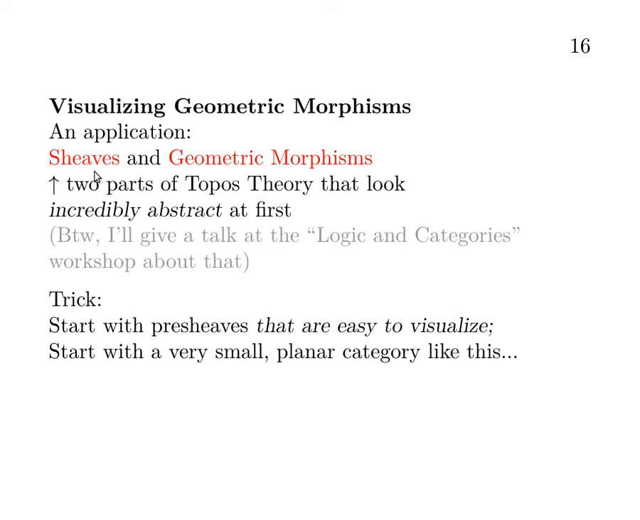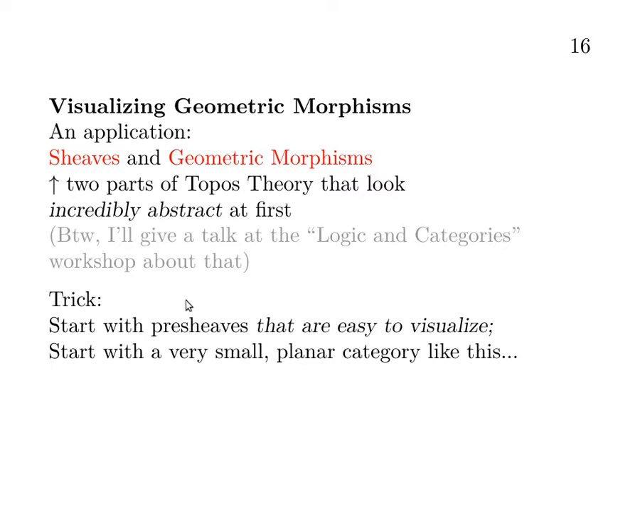Sheaves are somewhat famous. Some people outside mathematics know a bit about sheaves, and they seem to like it. For example, some philosophers know a bit about topos theory and sheaves, but they don't have a very clear way to explain what they're doing. And these are 2 parts of topos theory that look incredibly abstract at first, and the techniques that we're going to see here are ways to make them less abstract.